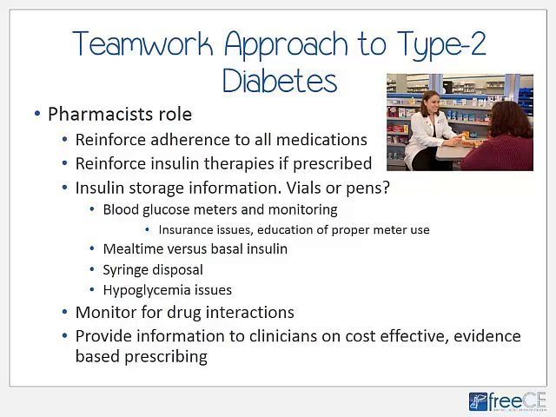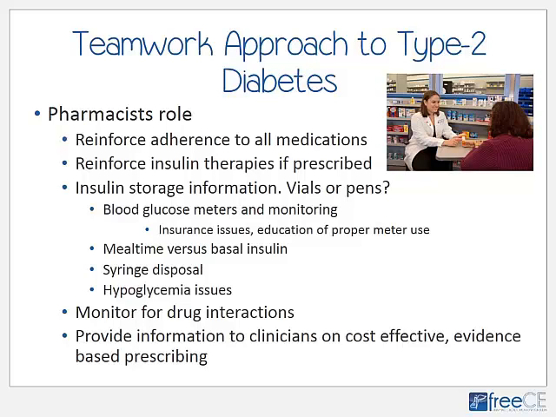We need to help our patients monitor for drug interactions with the medications that they're taking, and we have to provide information to clinicians on that cost-effective, evidence-based prescribing. We are the go-to guys as far as the drugs and the mechanism of action, but we are critically important when it comes to affordable medications.